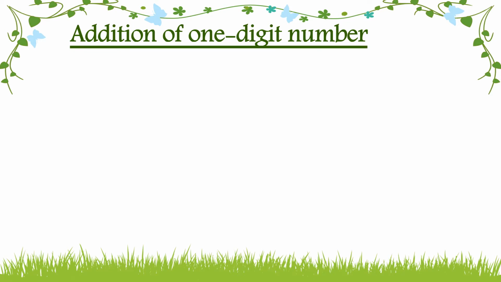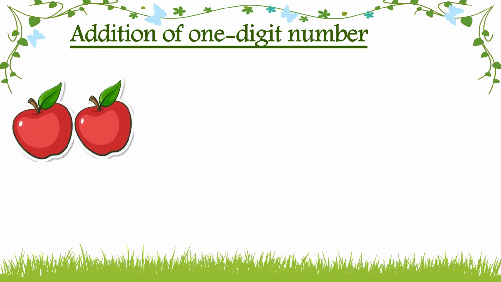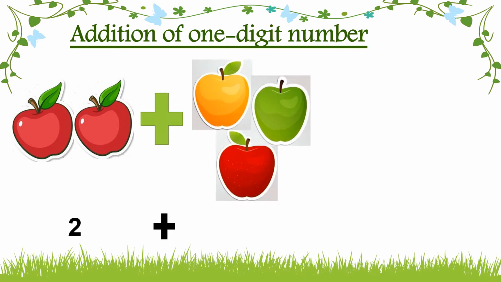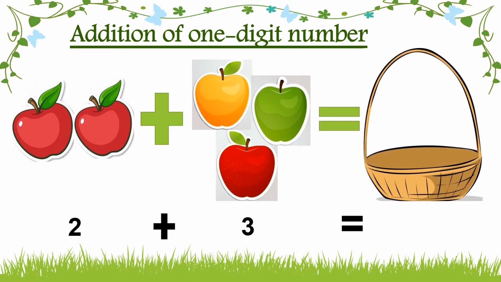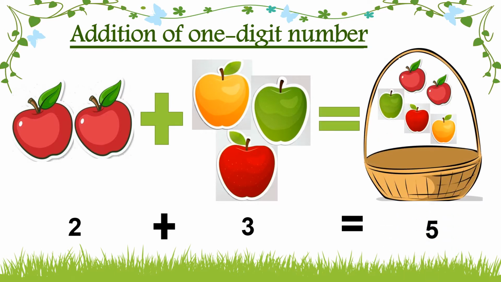Let's remember together how we can add one-digit numbers. If we have a group of red apples, 1, 2, plus another group of apples, 1, 2, 3. So 2 plus 3 equals what? How many apples here? 5 apples.